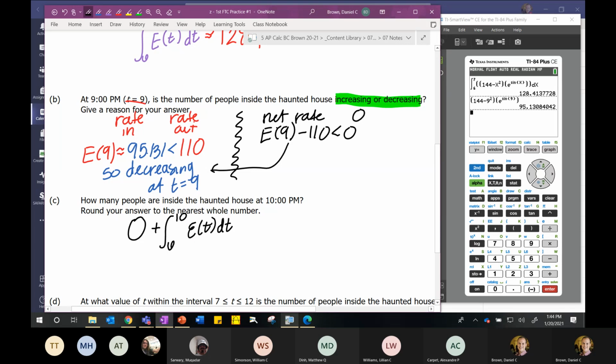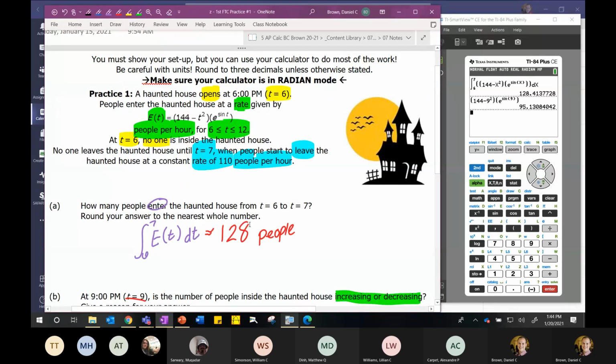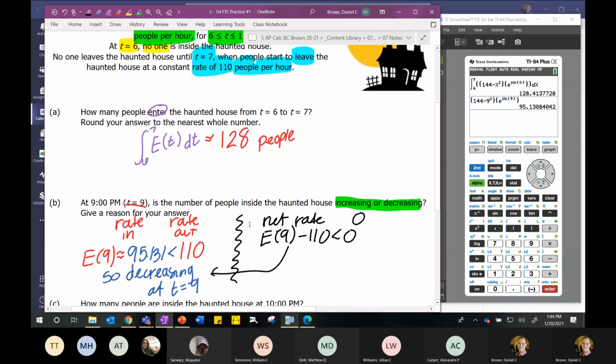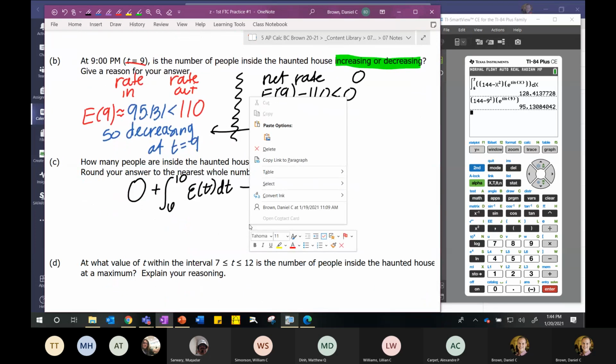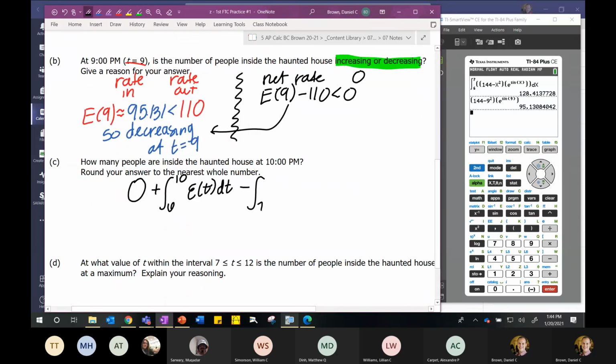But if we want to know the total number of people in that haunted house, we also want to subtract off the number of people who are leaving. People do not start leaving the haunted house, it tells us, until t is equal to 7. So people are going to start leaving at 7, still stopping at 10. What was the rate that people were leaving? It was that constant number of 110 people per hour with respect to dt. And then we just want to use our calculator to figure that out.